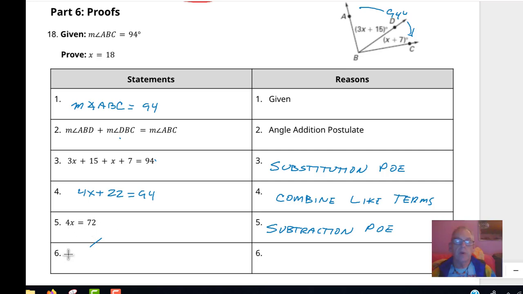And then we're going to divide both sides by 4, and we get x is equal to 72 divided by 4, which is going to be 18. 18 is 36, and double 36 is 72, so x is going to be 18, and this would be division property of equality. Okay, so there we have the review notes for the Chapter 1 test.